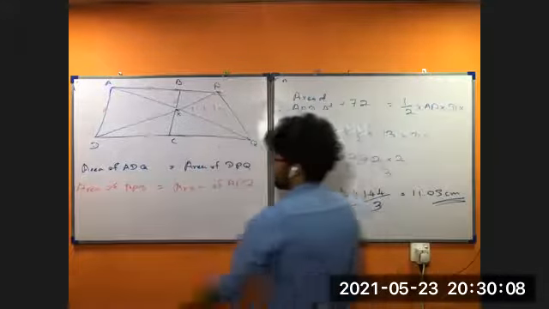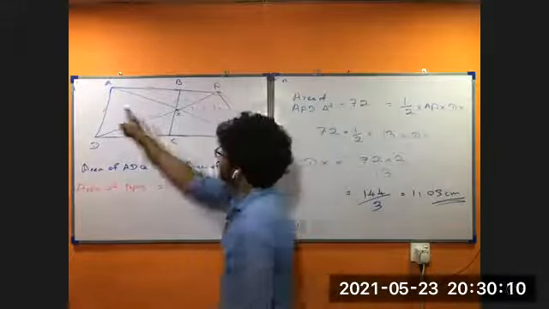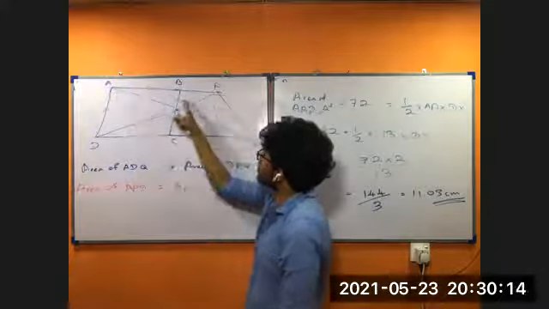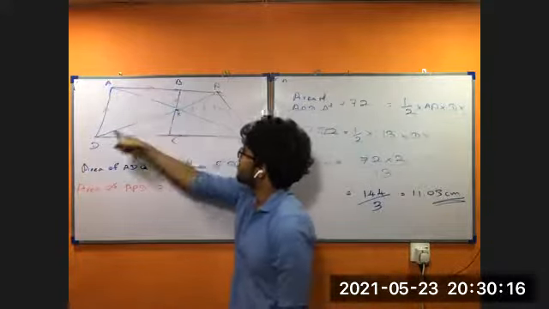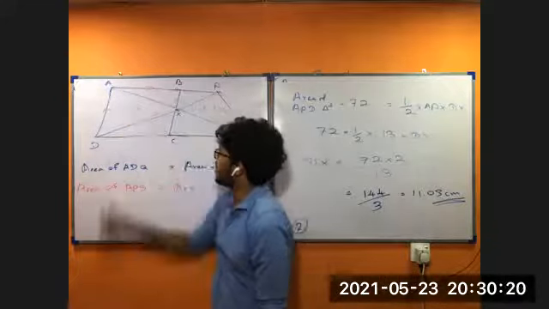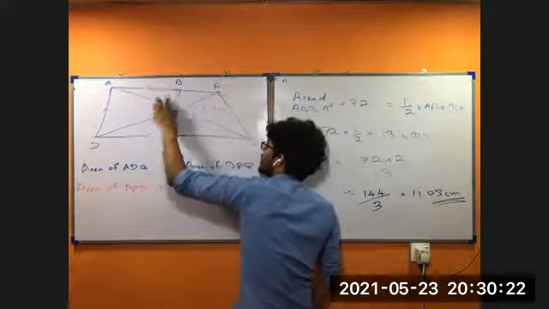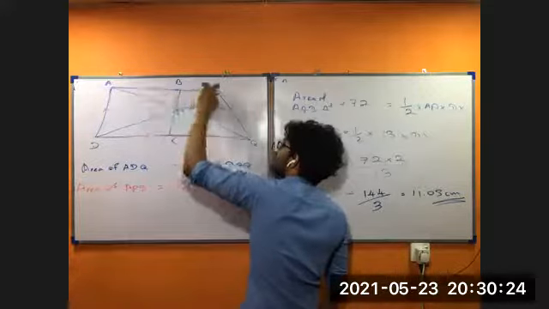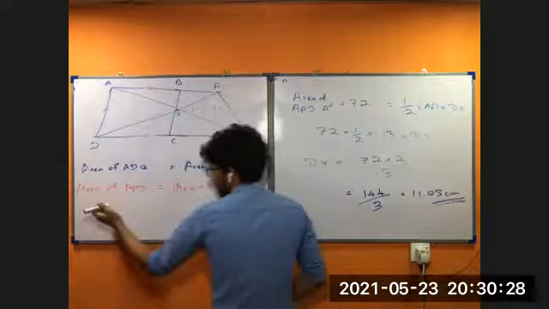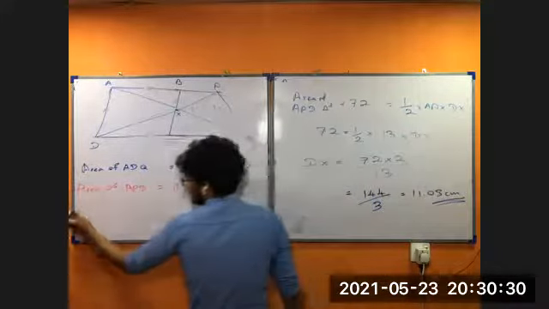So from this one, look at this. From this one, if I remove this part, what do I get? From this triangle, if I remove this part, I get AXD triangle. And from this triangle, if I remove the same part, I get PXQ triangle, right? So let me write it. So here, from both sides, look at this.